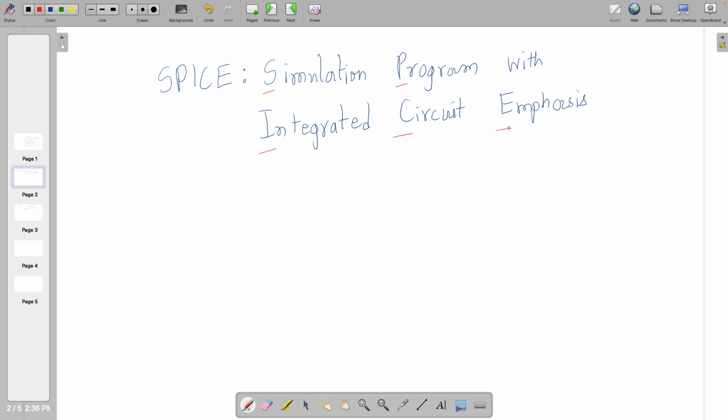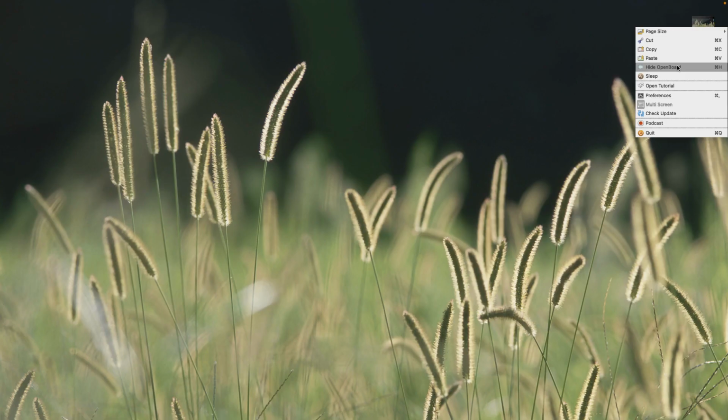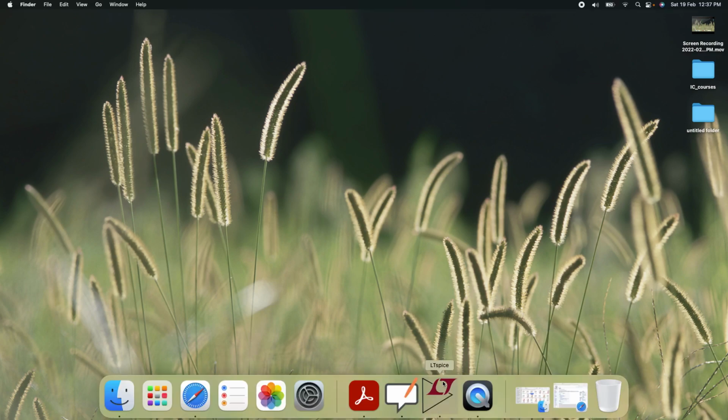Many kinds of SPICE simulators are available, like PSpice. One more is LTspice. Many variants of SPICE are available, but this LTspice is the one from the company called Analog Devices, and we are all recommending you to use LTspice. This video is explicitly for LTspice because that is what I downloaded. You can see the logo over here.